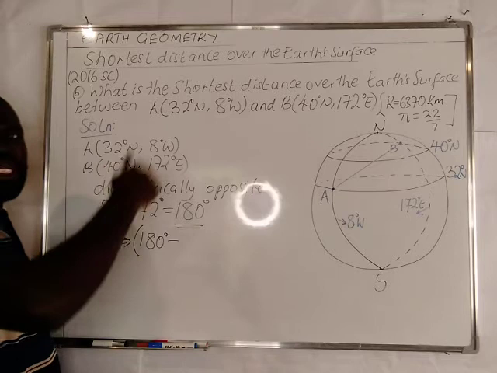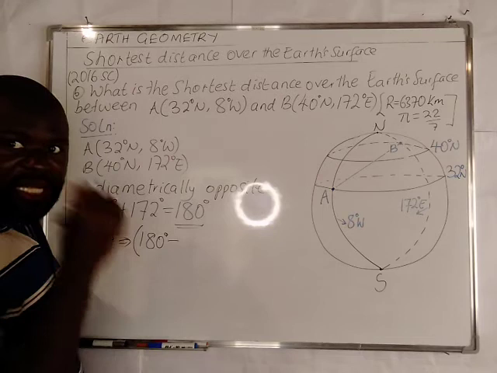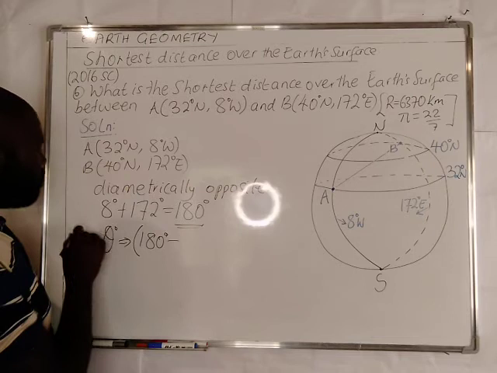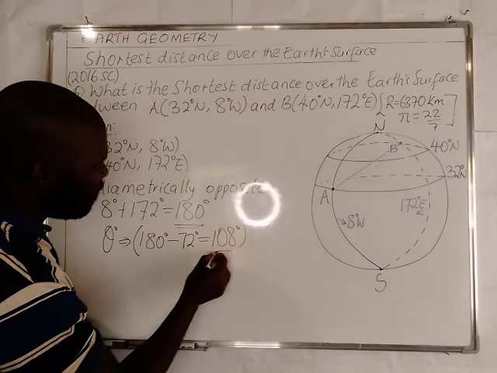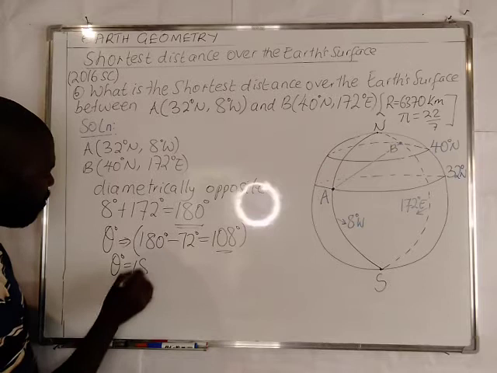Looking at our case, we just say 32 plus 40. Then we get 72, then we subtract from 180, so that we get 108 degrees. So this 108 degrees will be our theta. So our theta is 108 degrees.